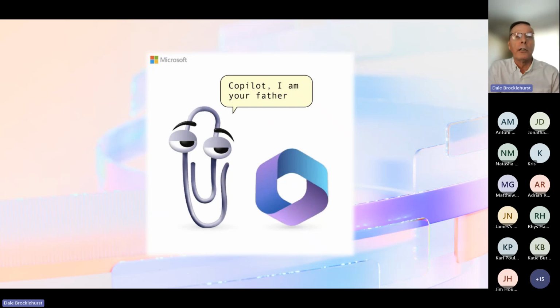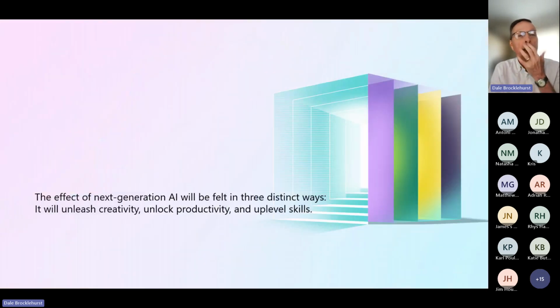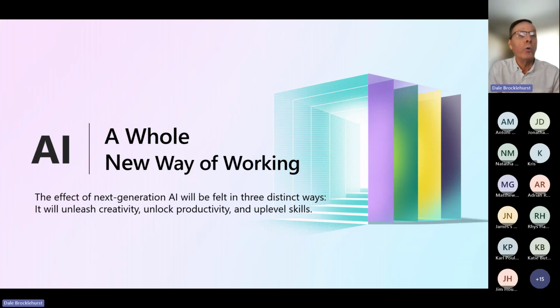So those of you that are probably the same age as me will remember Clippy. He was introduced in Office 97. That was Microsoft's first attempt at providing a smart assistant. And now, 25 years and $11 billion later, we have M365 Copilot, a fully functional cloud-based AI assistant, which does introduce a whole new way of working. So around creativity, productivity, and upskilling you all.